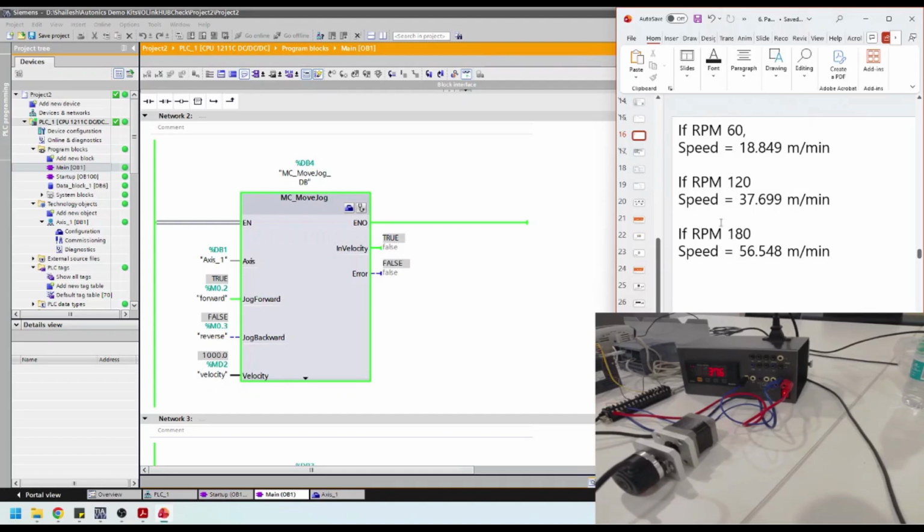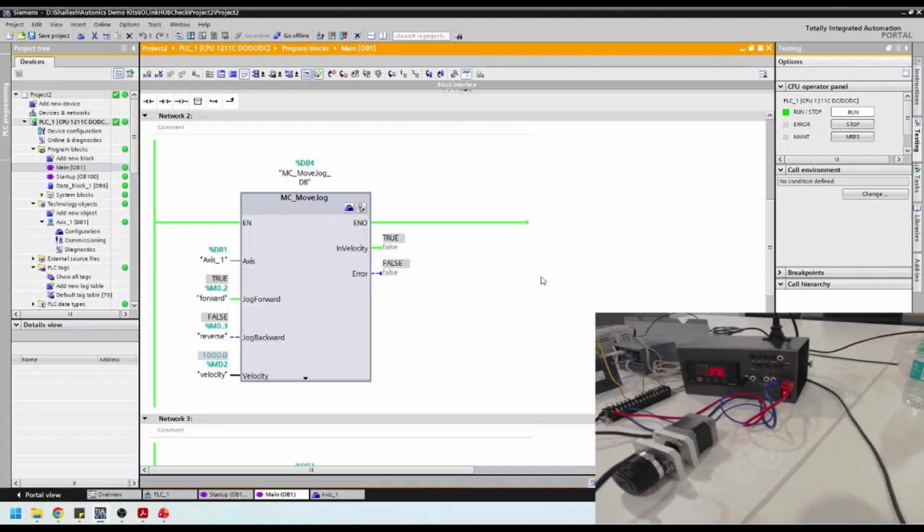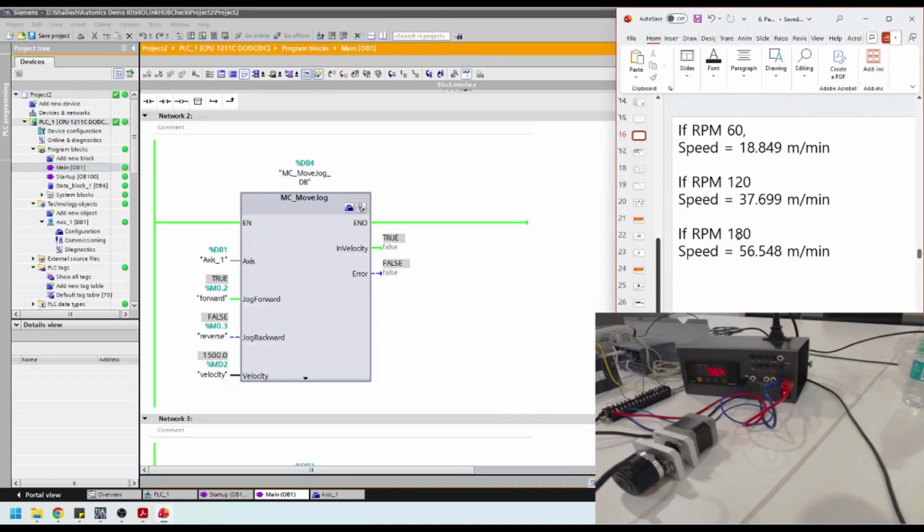Now, in the same way, to increase the RPM to 180, I am increasing the velocity to 1500. So 3 rotations per second, so per minute I will get 180 RPM. Okay, so I am getting 56.4. So our calculation and our actual practical data are matching. So this is how we need to do the calculation for speed measurement in the case of pulse meters.